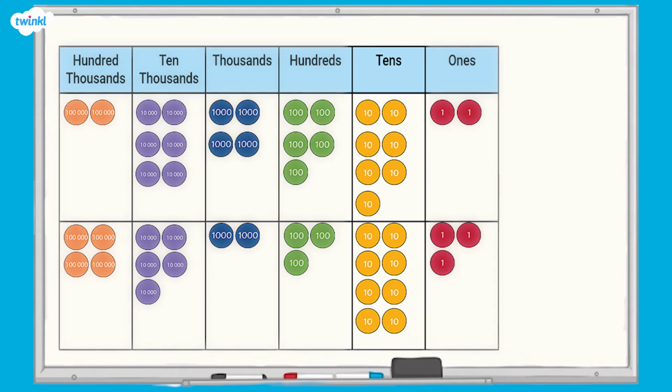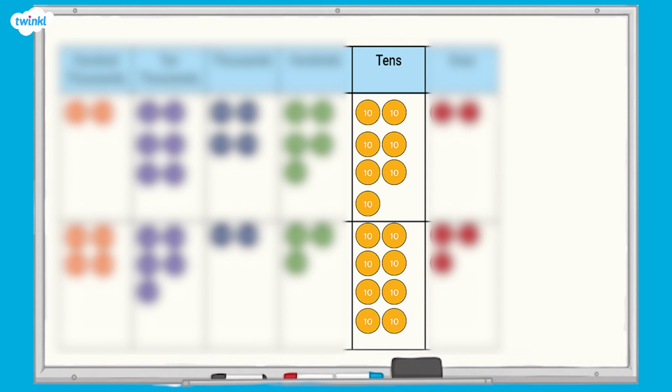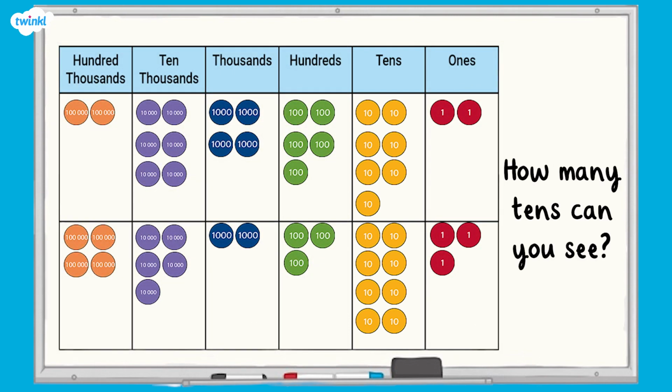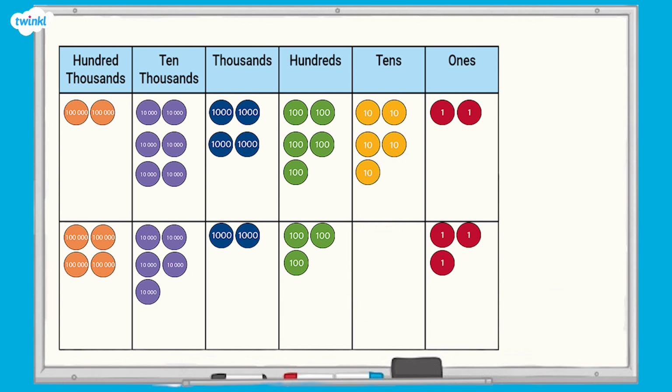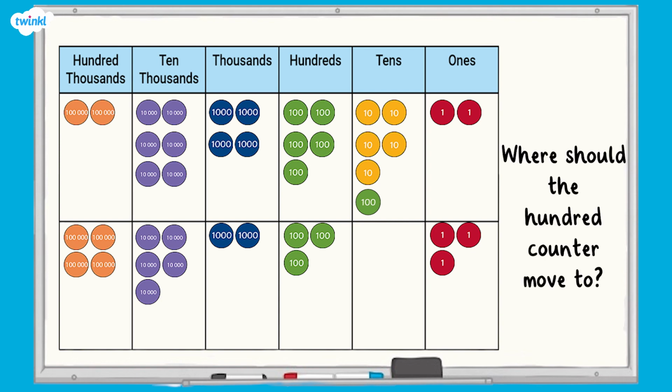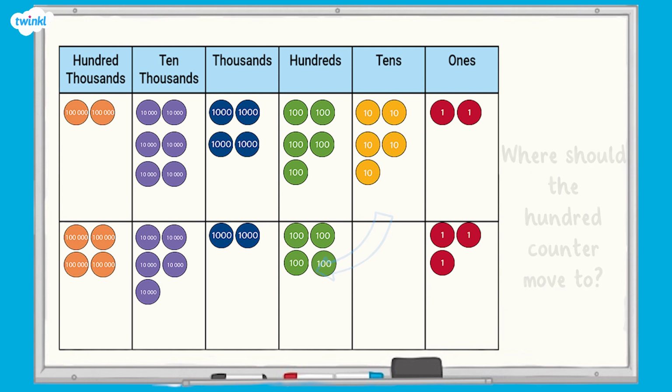Let's take a look at the tens column first. How many tens can you see? That's right, there are 15 tens altogether here. We can take 10 of them and regroup them as 100. Where should the 100 counter move to? That's right, it needs to go in the hundreds column.